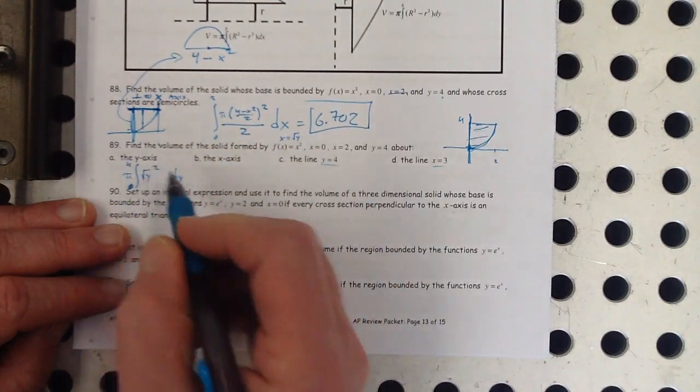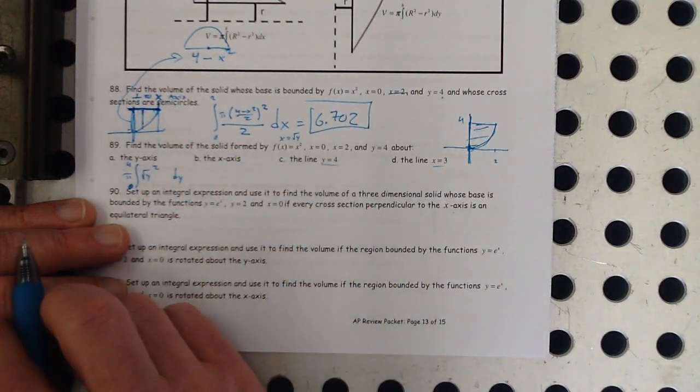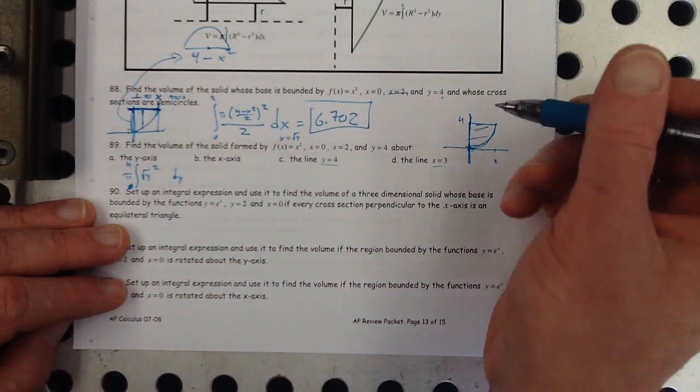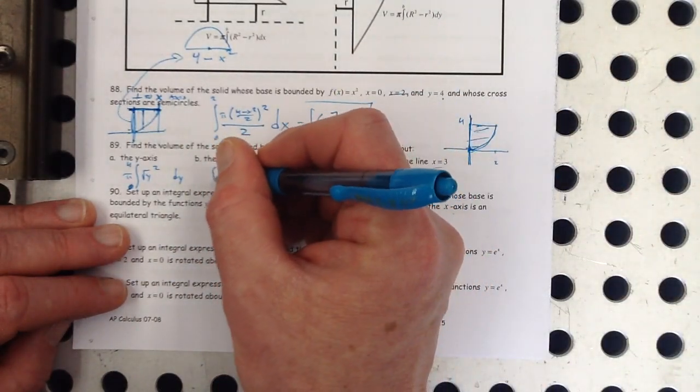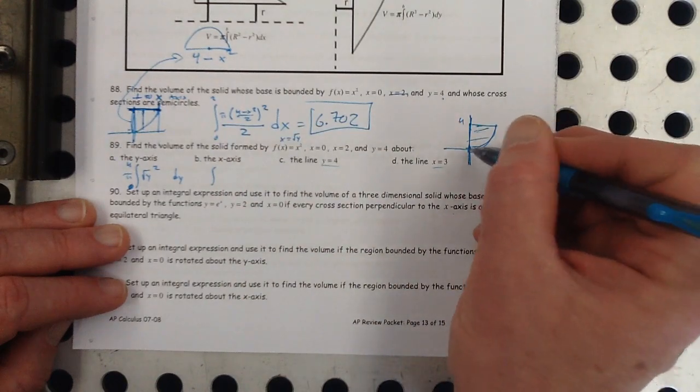Square root of y, squared. So there's my pi r squared. That's the setup for that. Rotating around the x-axis, that's this way. That's going to be a dx problem. And now I'm going x values, 0 to 2.